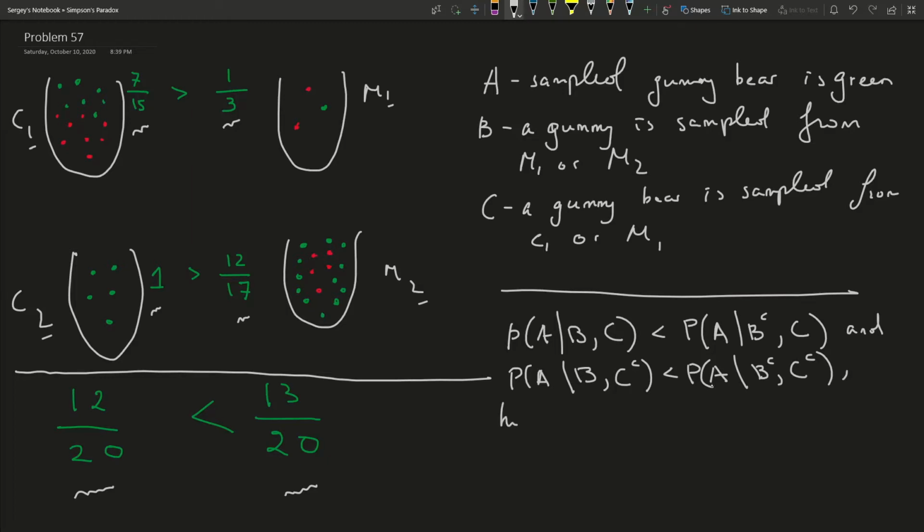However, the probability of getting a green gummy bear, given that we're sampling from an M jar, not specifying which one but rather the aggregate M jar, is larger than the probability of getting a green gummy bear, given that we're sampling from the aggregate C jar, which we also saw in this example because 13 over 20 is in fact larger than 12 over 20. So this is how this specific example fits in the context of Simpson's paradox.